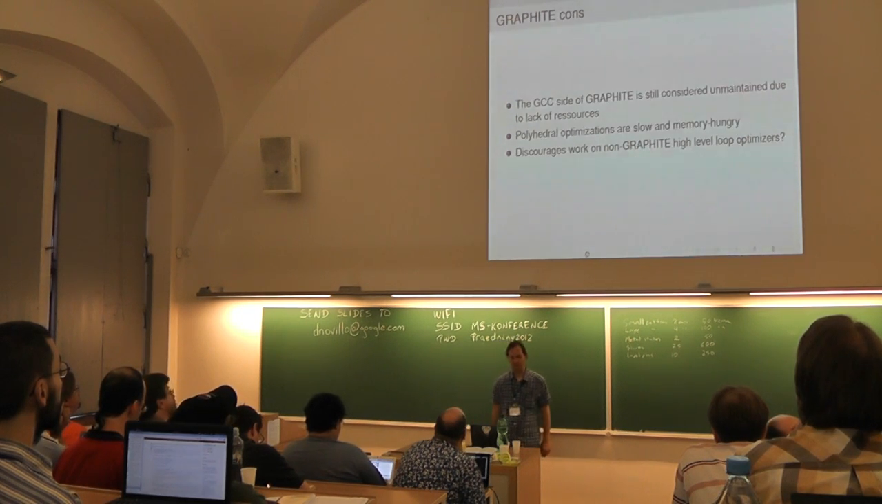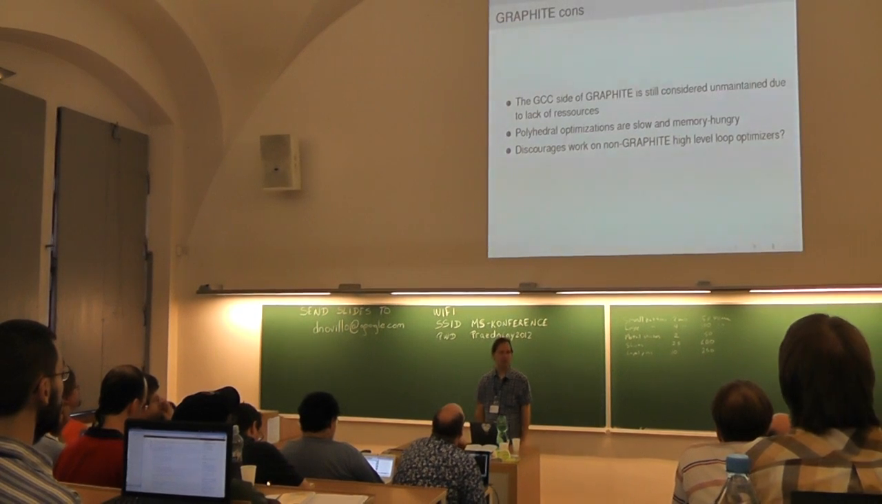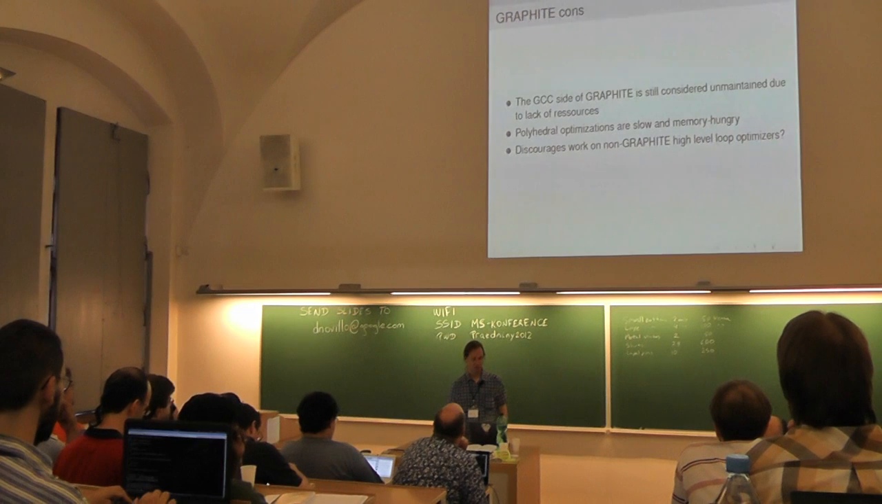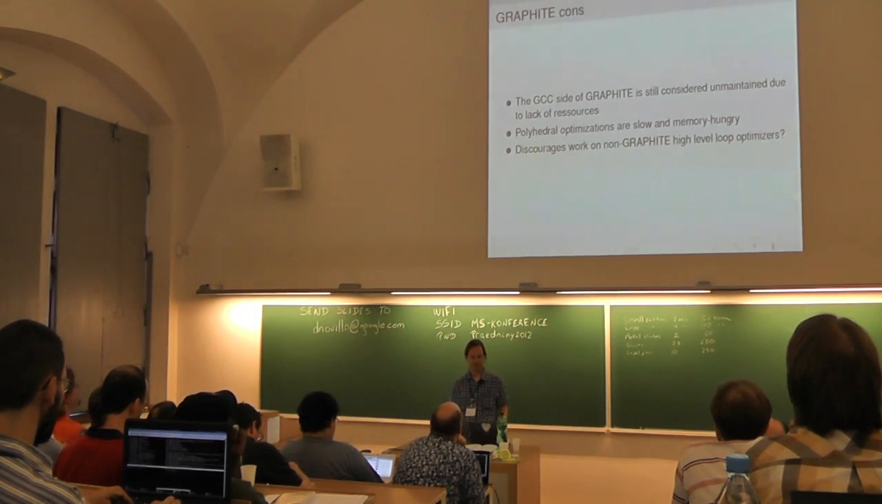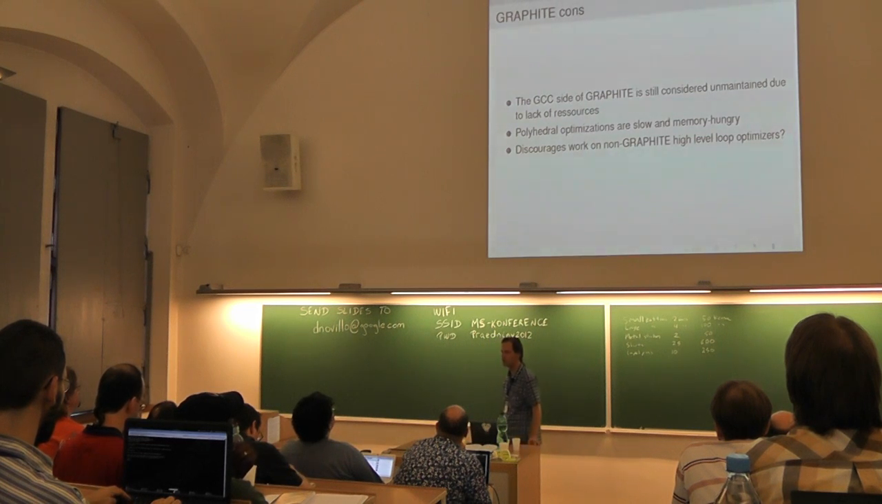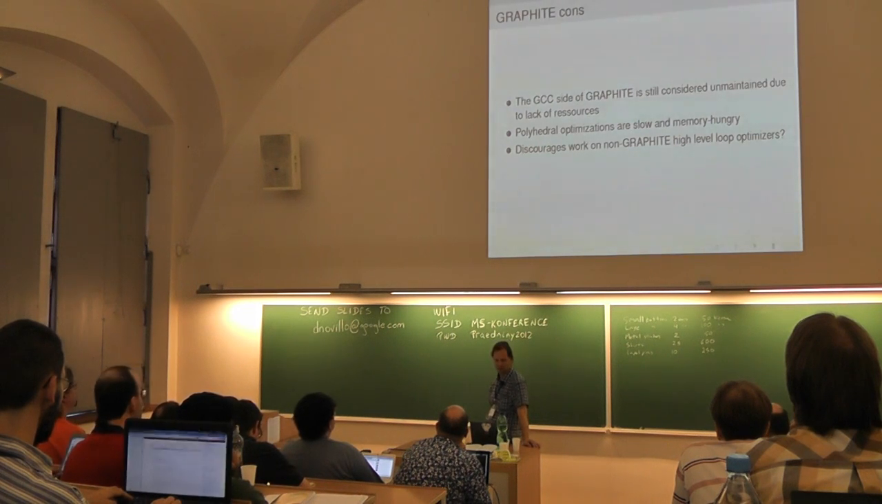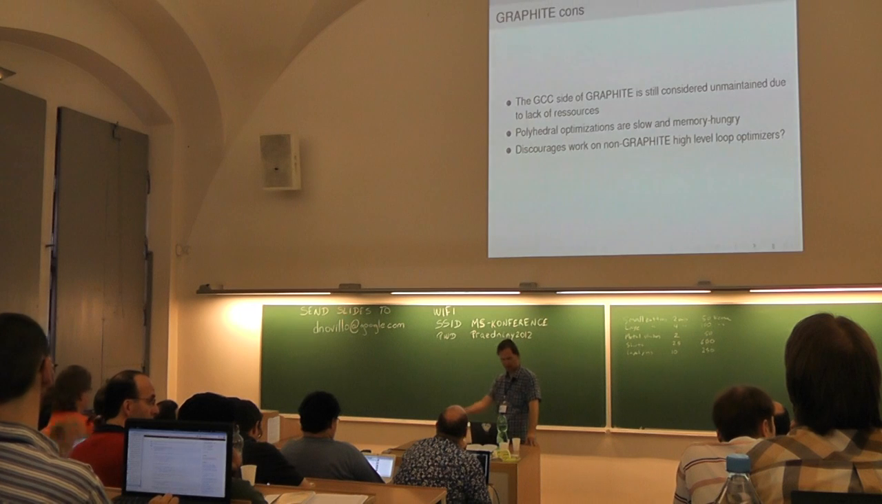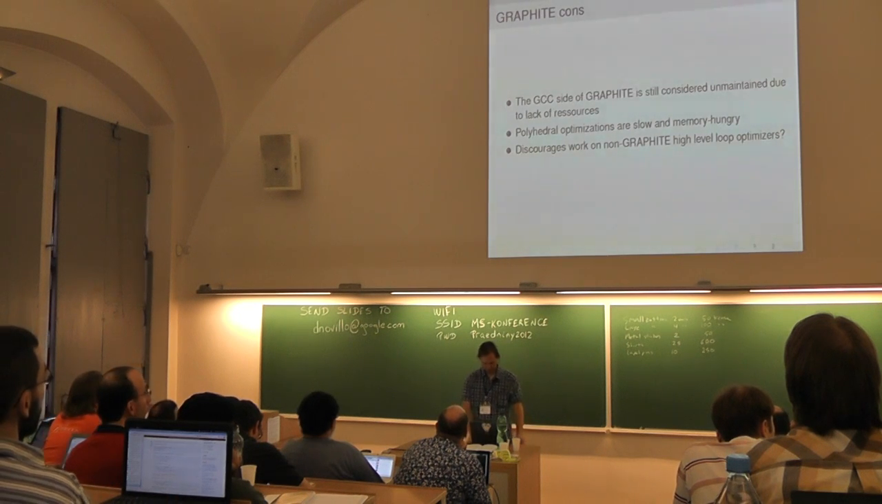The negative side is, of course, that all the plumbing we need for the polyhedral transforms to work with the use of ISL is unmaintained, I would say. We do have two people listed as maintainers, but they are no longer actively working on GCC. They won't have time to work on the GCC parts, so it's really unmaintained. So I propose Michael as a Graphite maintainer.